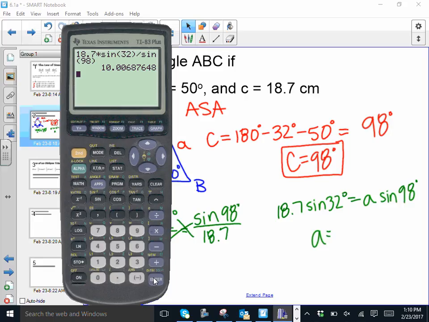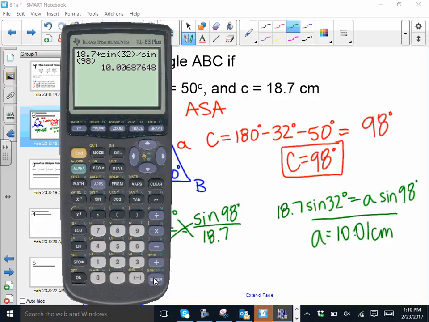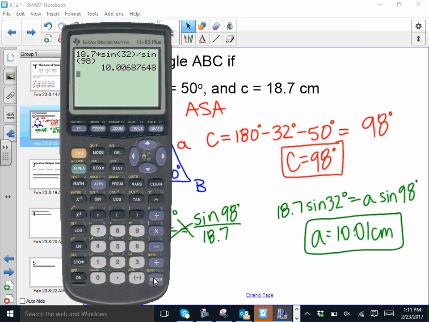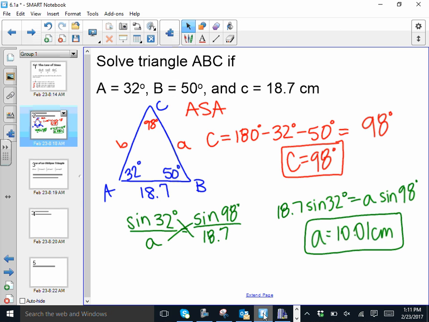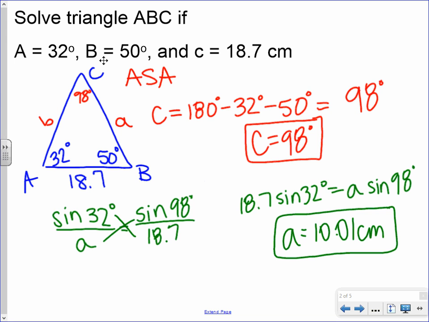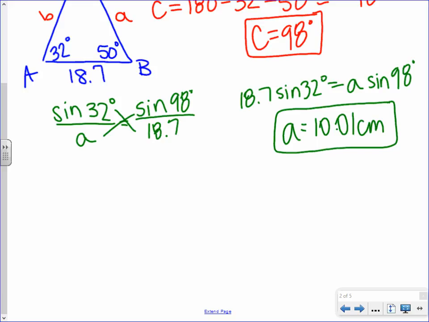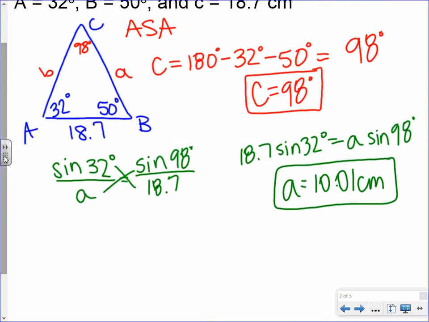Okay, so we end up getting 10.01 centimeters for side A. It's going to have the same label as the other side. Right. So now we have all of the angles. We have two sides. We have side B left to find.